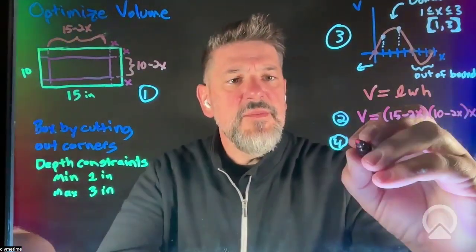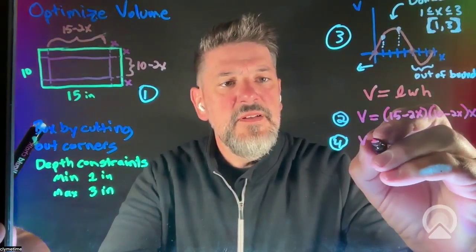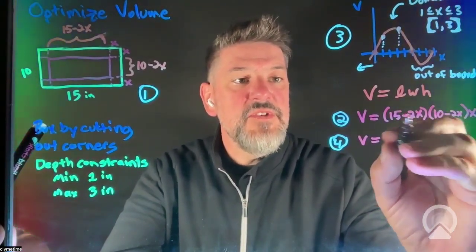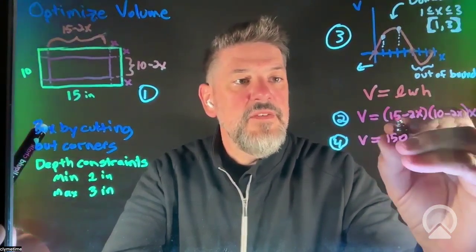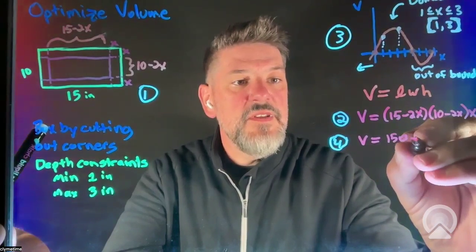But first, I'm going to go ahead and multiply this out. So I'm going to use first, outer, inner, last. So 15 times 10 is 150. 15 times negative 2x is negative 30x.